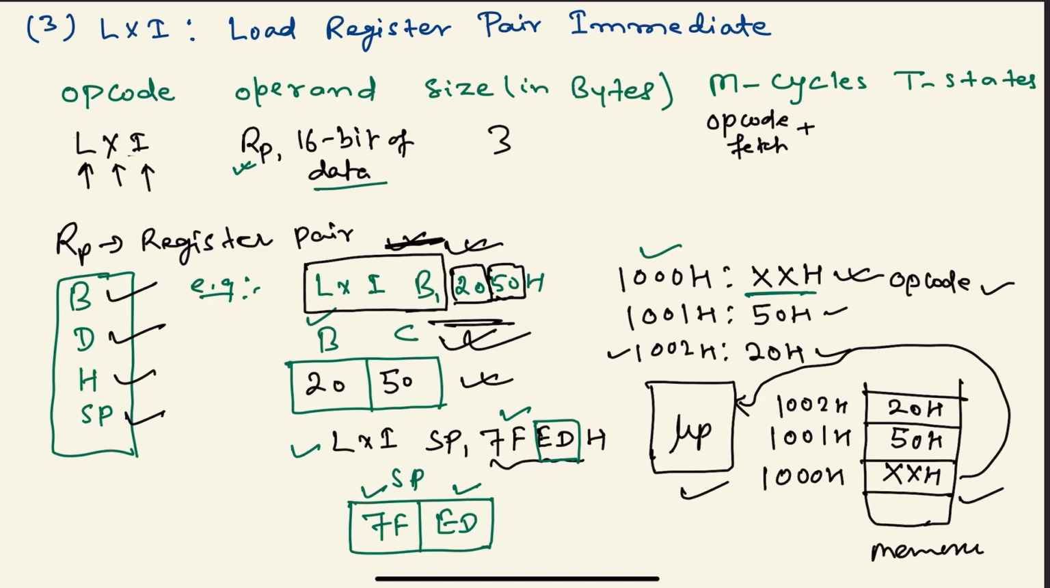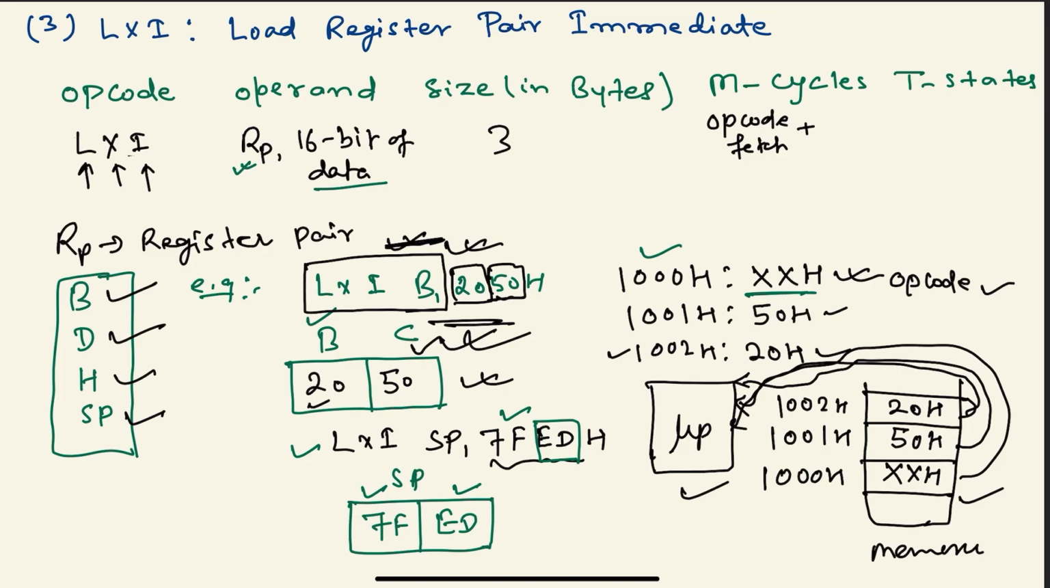So after this opcode fetching, the processor will bring 50H from the memory into the processor. This 50 will be stored into the lower byte of this register pair, in place of C, or we can say the C register will store this 50. Then it will access the third location, 20H, and this will move from memory to the processor through the address line, so that the B register will store this 20H. By this way it completes the execution of this instruction.